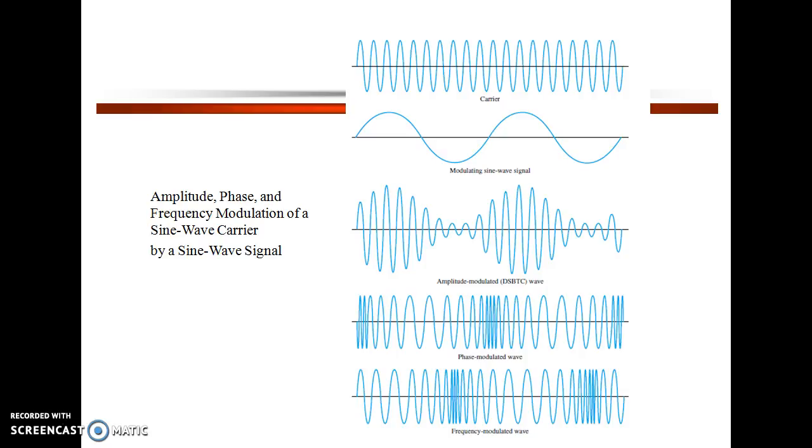So depending on these three types, amplitude modulation, phase modulation and frequency modulation in analog modulation systems, we are seeing these types of waveforms which you have already studied under analog communication systems. This is the carrier signal. Below it is the modulating sine wave signal. Below that is the amplitude modulated signal, which is DSBTC, that is double sideband transmitted carrier. Then the phase modulated wave and here the frequency modulated wave.